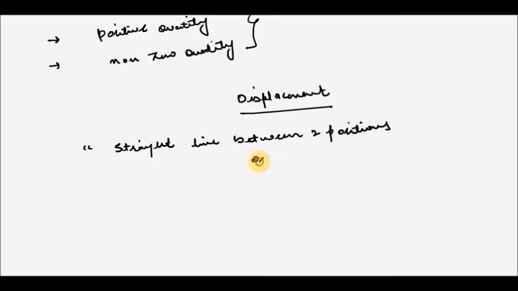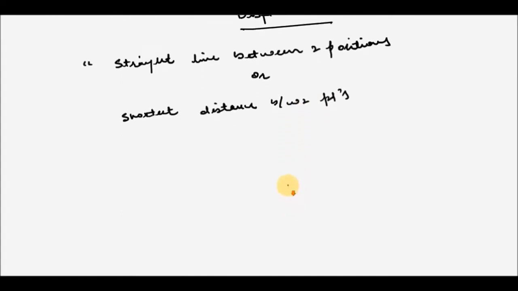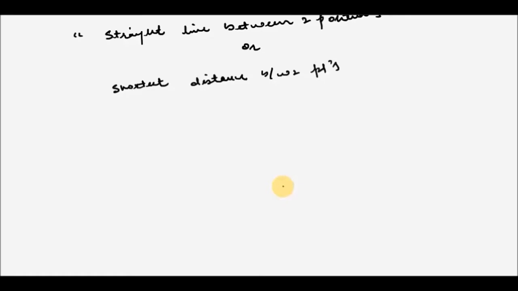Or there's another definition of displacement, that displacement actually is the shortest distance between 2 points. Now you must know that the shortest distance between any 2 points is actually a straight line. So displacement is a straight line between any 2 points, right?